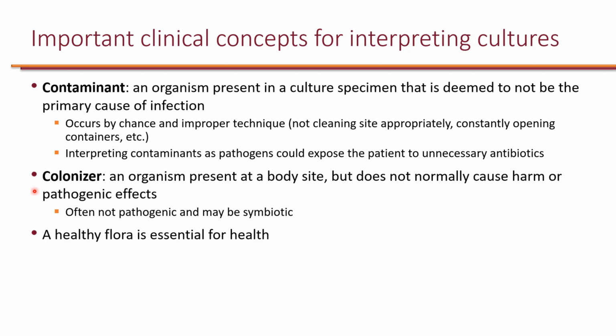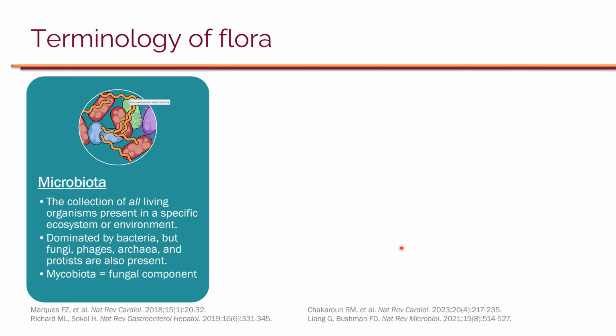A good example is, some people may have Pseudomonas in the lungs, and if they don't have any signs and symptoms of infection, it would be just a colonizer that normally would not be there in a healthy person. But, for example, someone with cystic fibrosis may have colonization of Pseudomonas in that region.